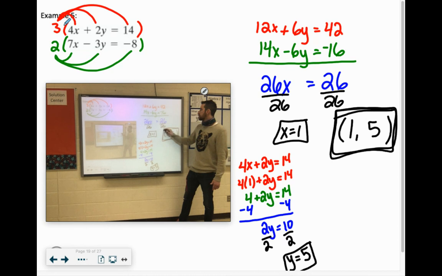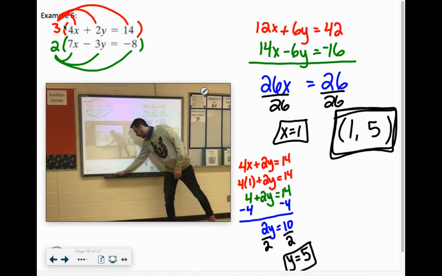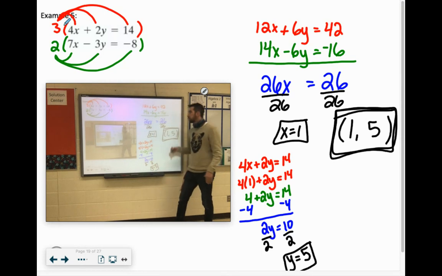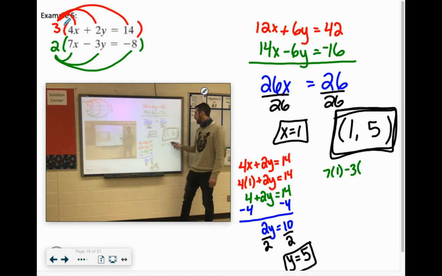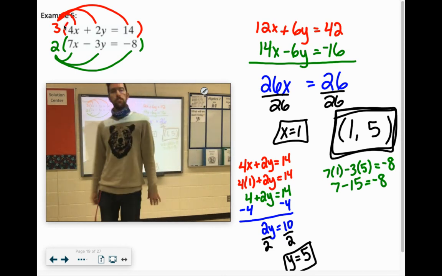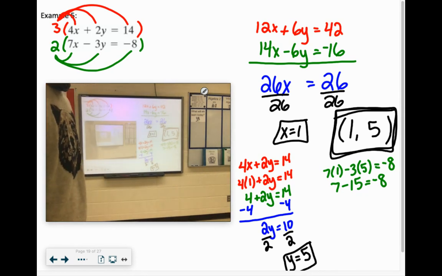So these 2 lines would cross each other. They would intersect at 1, 5. Let's choose another equation just to make sure. The 7x minus 3y. So 7x minus 3y equals negative 8. 7 times 1 is 7. Negative 3 times 5 is negative 15. And 7 minus 15 is indeed negative 8. So we've got that one correct. Well done.